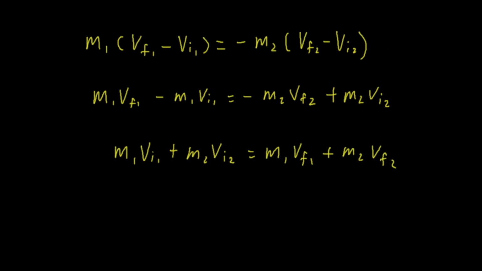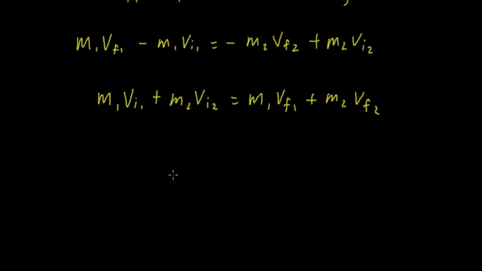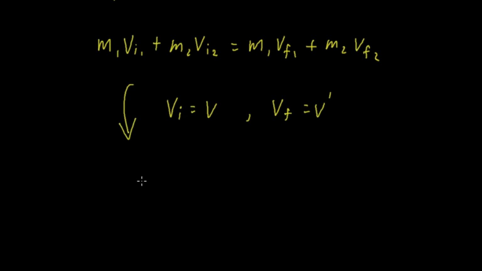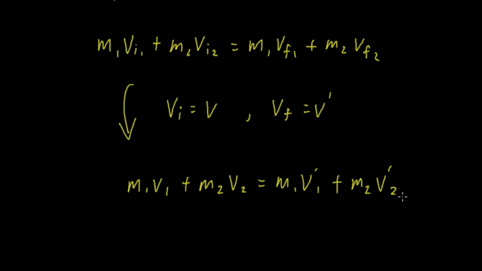And of course, if you want to use v as v initial and v prime as v final, you can rewrite this into this. That is m1 v1 plus m2 v2 is equal to m1 v prime 1 plus m2 v prime 2.